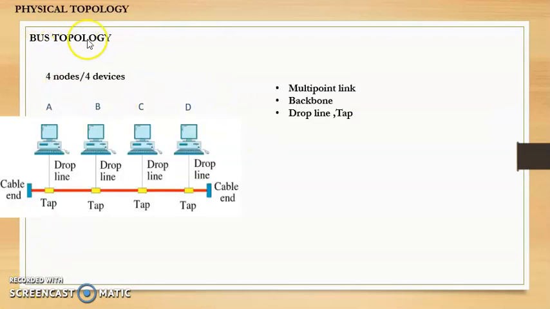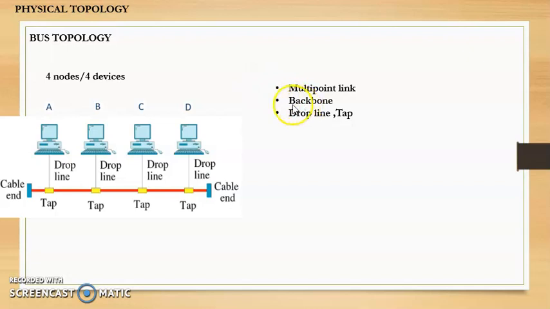First, let us discuss bus topology. Now in bus topology, we have a multi-point link. Multi-point link we have already discussed in the previous video, which means that there will be many devices which are connected to a link. So in this figure we can see that there are many devices which are connected to one link. So the capacity of the link will be shared.